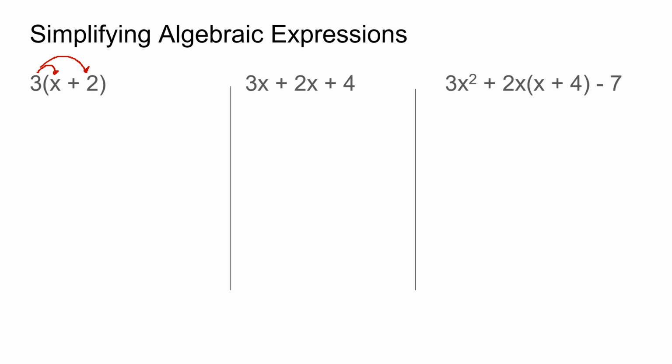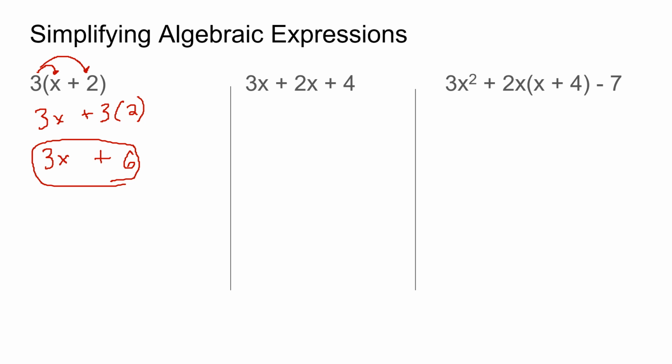And the distributive property says I can take 3 times the first one and 3 times the second one, like that. And so here I have a 3x, and 3 times 2 would be 6. And that's as far as I can go. I cannot put those together. I can't do anything else. That's my answer right there.